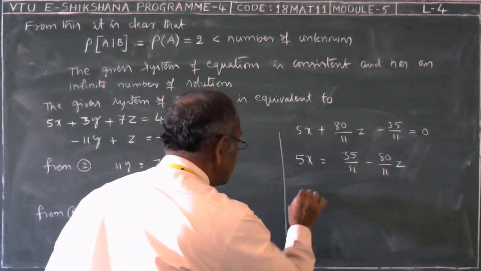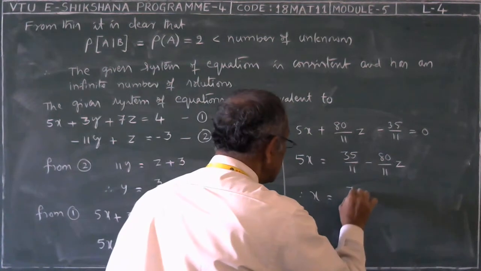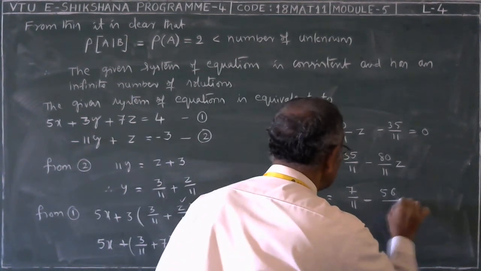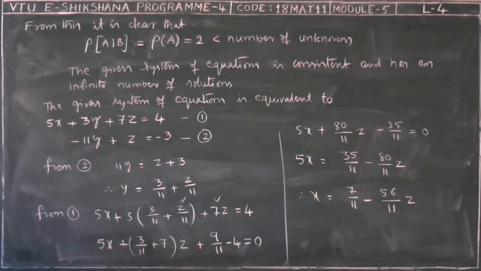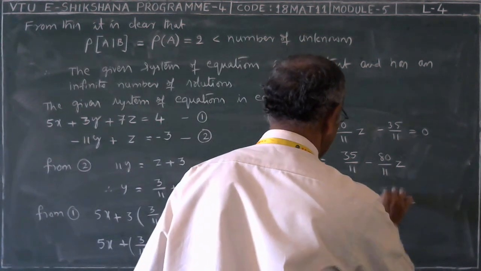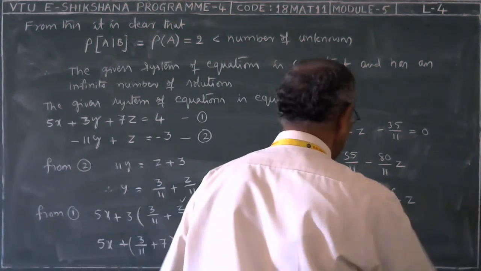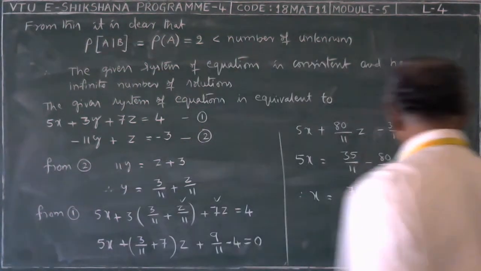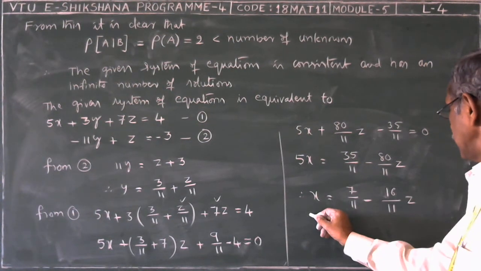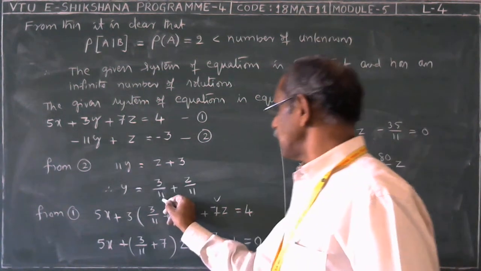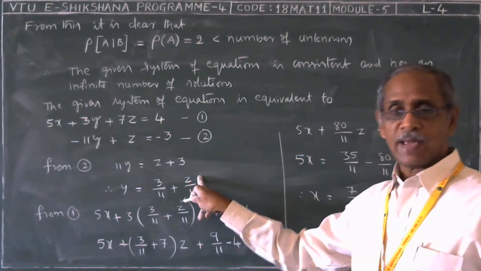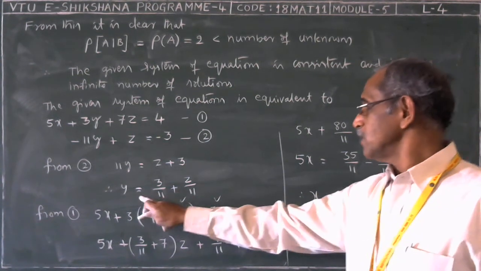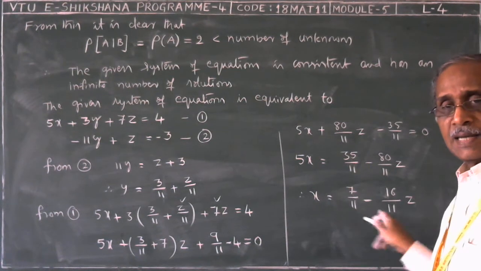So therefore x is equal to, divide by 5 throughout, 7 by 11 minus 16 by 11 z. The variable z is a free variable, it can assume any value. So the x value is 7 by 11 minus 16 by 11 z, and y is 3 by 11 plus z by 11. If you give any value to z, it will be a solution of the system of equations. That's why there are an infinite number of solutions. So one particular solution for z equal to 0 is y equal to 3 by 11, x equal to 7 by 11 and z equal to 0.